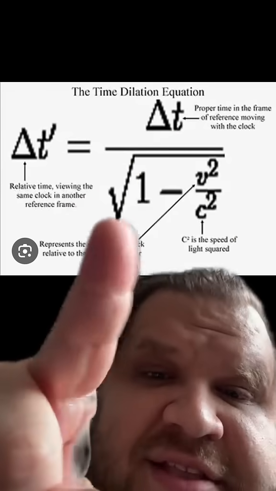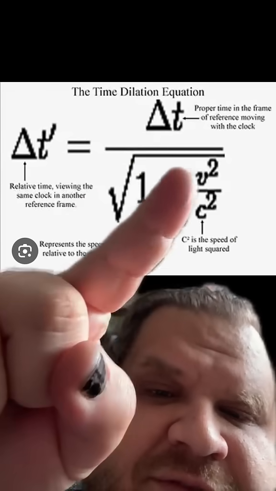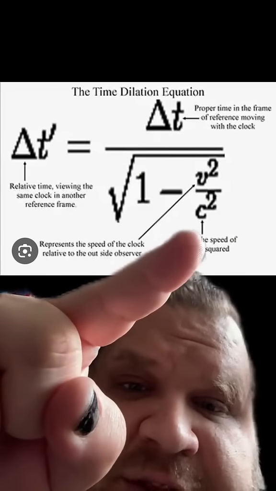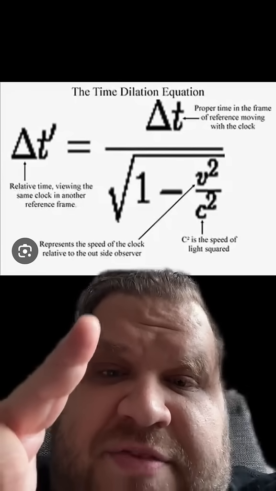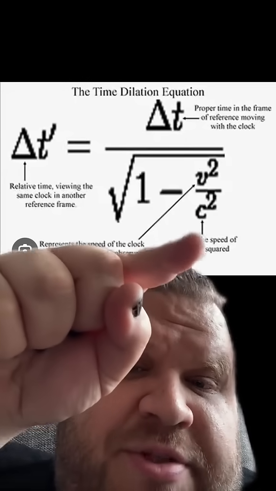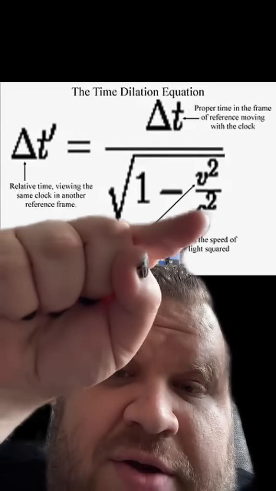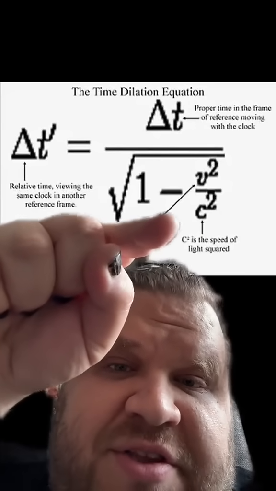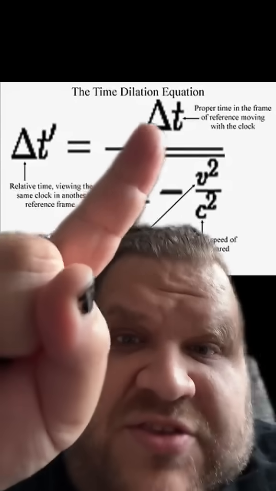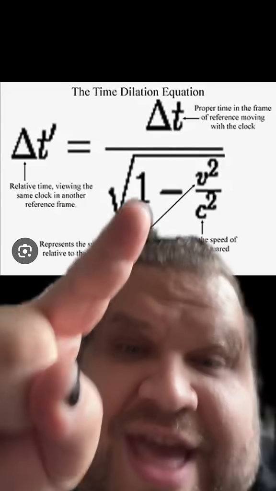But let's move on. Let's get down here. You have 1 minus v squared over c squared. C squared is the speed of light. If we were calculating this for the speed of light, then v squared would be equal to c squared. So you would get 1, and you would get 1 minus 1, so you would get 0. And you get the square root of 0, which is 0, and then you divide by 0. So you're taking an undefined quantity, and then you're dividing it by 0, which is undefined.